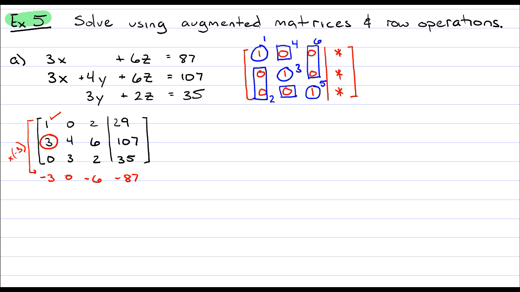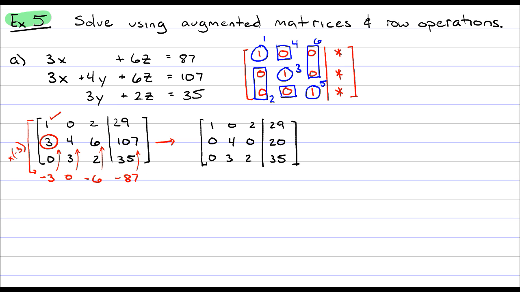Now that I have these numbers, I'm going to add them to the second row, and that results in the following matrix. The first row does not change: 1, 0, 2, 29. Even though I multiplied it by minus 3, that was just a temporary calculation. The second row, however, does change. I get 3 minus 3 is 0, 4 plus 0 is 4, 6 minus 6 is 0, 107 minus 87 is 20. And then the third row stays the same. I did not do anything with the third row.